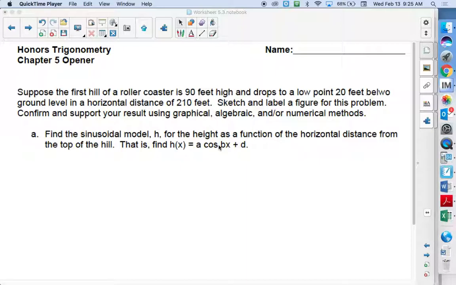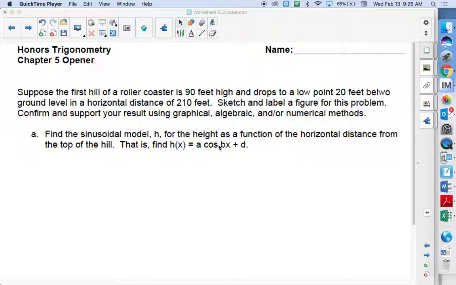Phantom's Revenge, I think it's the second hill that's actually higher. Yeah. But it does go below ground level because it kind of dips in that ravine. So this is kind of similar to that. But the first hill is 90 feet high. It drops to a low point of 20 feet below ground level. And it takes 210 feet horizontally for that to happen.